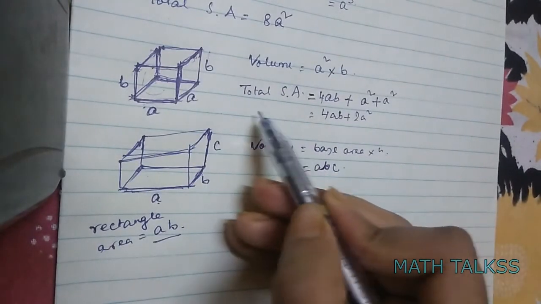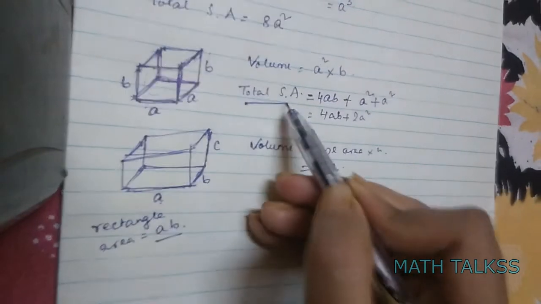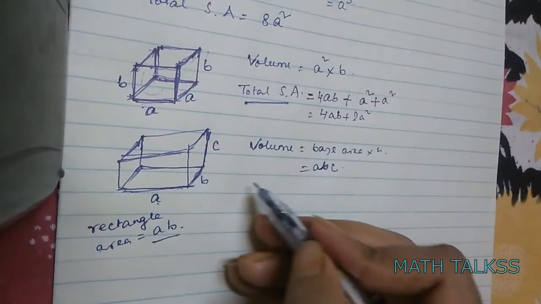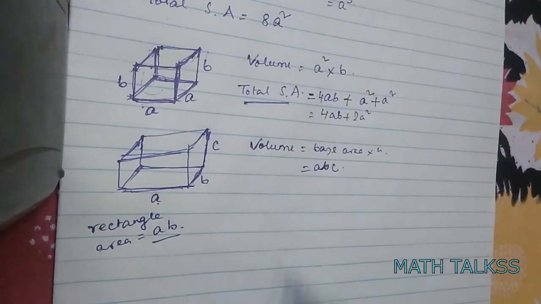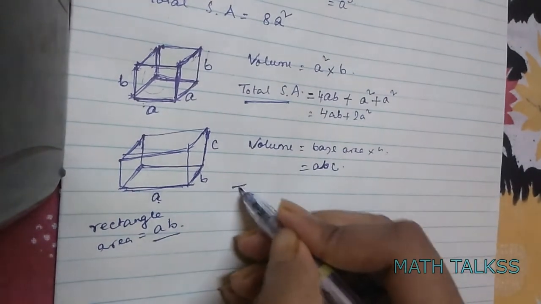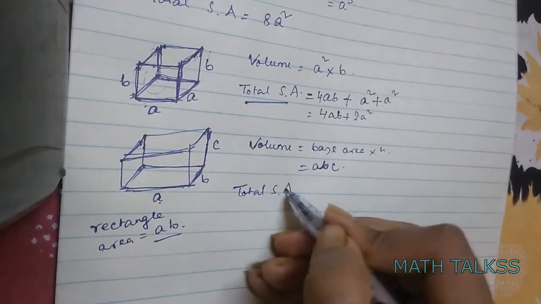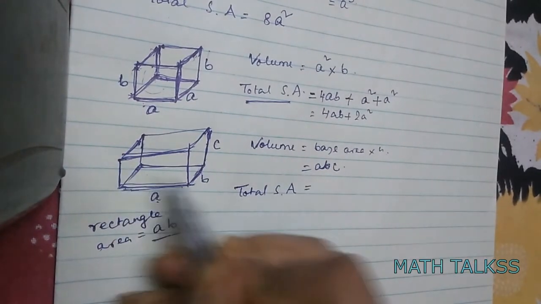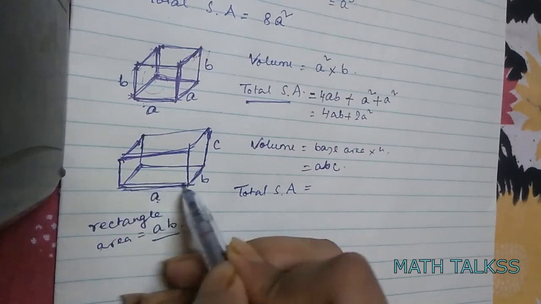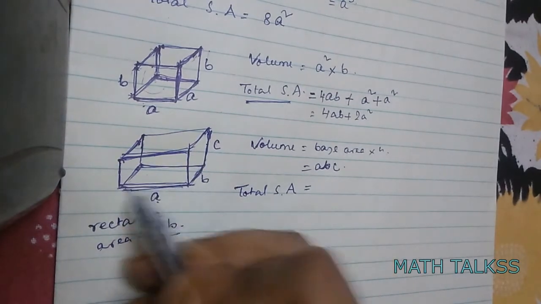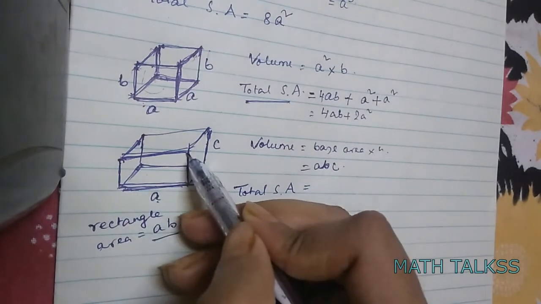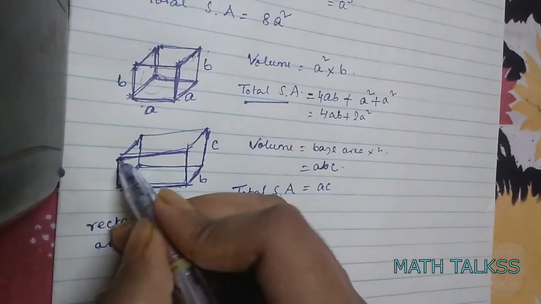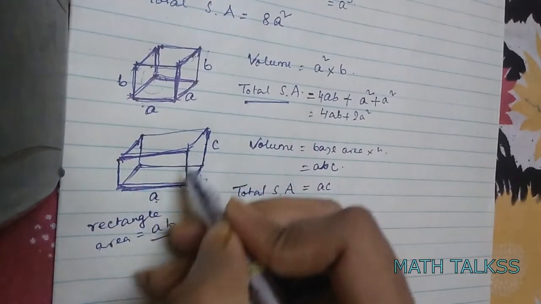Similarly, as previously discussed, here the total surface area we have to calculate by just adding all the surfaces. So we can calculate total surface area of the cuboid by adding all the faces. This face is a rectangle. What is the area of this rectangle? It has length A and breadth C. So AC.